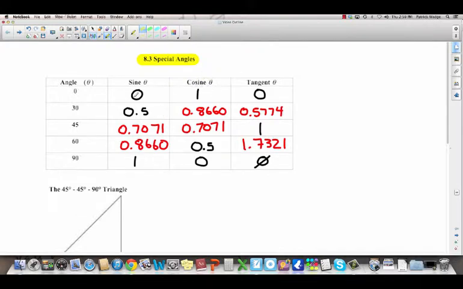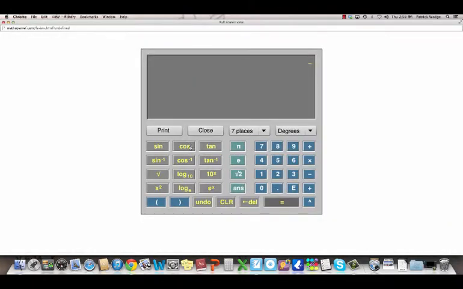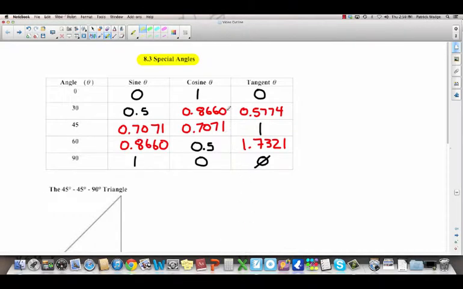Let's try cosine of 30. We have that the answer is 0.8660. So let's try it. Cosine of 30. So I go to my calculator and I put cosine of 30, and I get 0.8660254. Oh, so there's actually more decimal spots than what I have written. I should also have a 254.